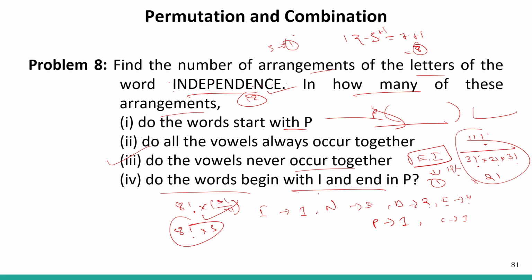So do the words begin with I and end with P? Let's try to see. I is here, P is here. So all the remaining parts are what? 10 letters are there. So it will be 10 factorial by 3 factorial, 2 factorial, and 4 factorial, because these are the repeating ones. Okay, so 4, 2, and 1. It will be this much.